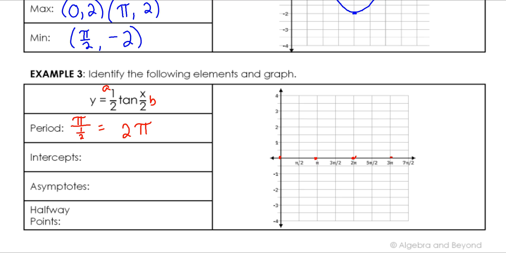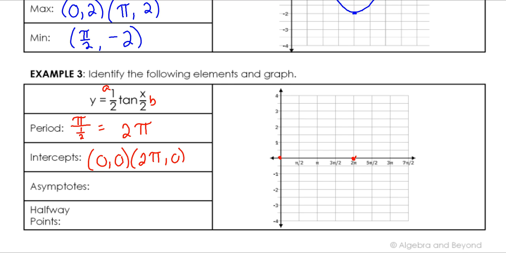Intercepts for this tangent function, since we've stretched it out in that horizontal direction, we're still going to have one at 0, 0. But now, since that period's 2 pi, we're stretching it out in that horizontal direction. That means that the next one is going to be at 2 pi. So we can see those on our graph here. And then it would continue on every other multiple of pi.